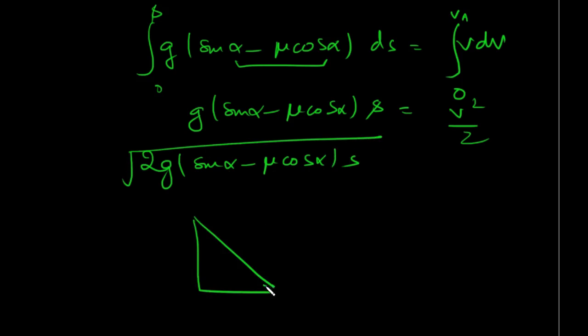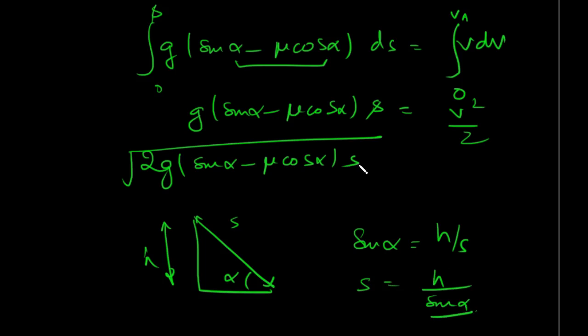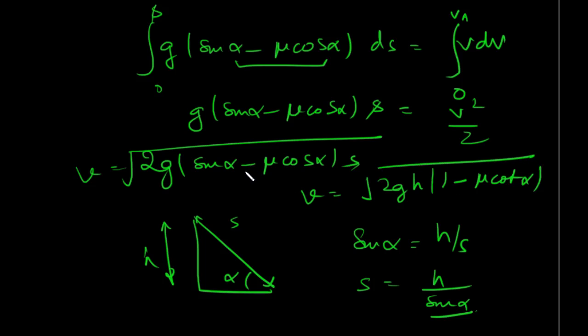And now this is s and this is h. What is s? You see, sine alpha is h upon s, right? So s equals h divided by sine alpha. So we just put the value of s here and we get v equal to root 2gh times (1 minus mu cot alpha), right? Because we divide this by sine alpha: 1 minus mu into cos alpha by sine alpha, which is cot alpha, alright.